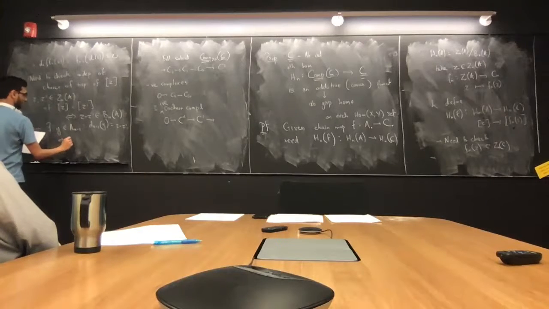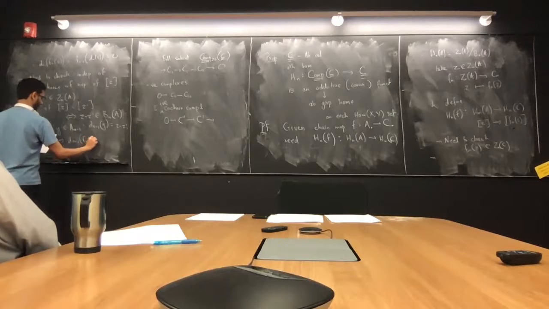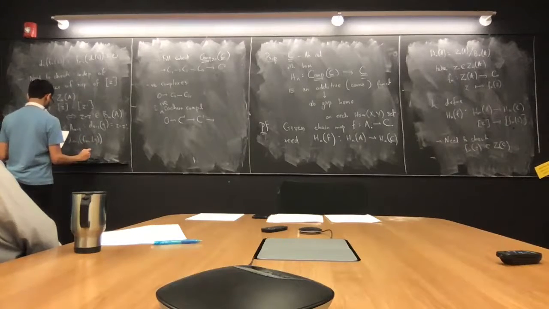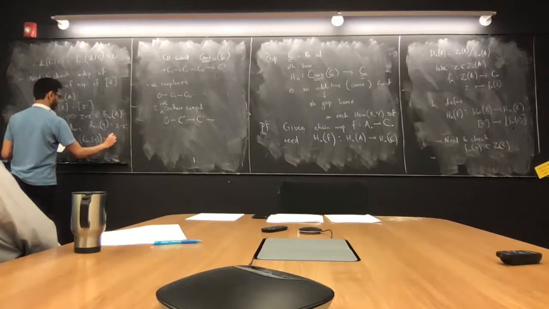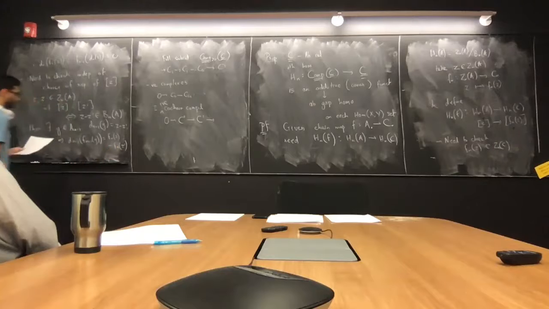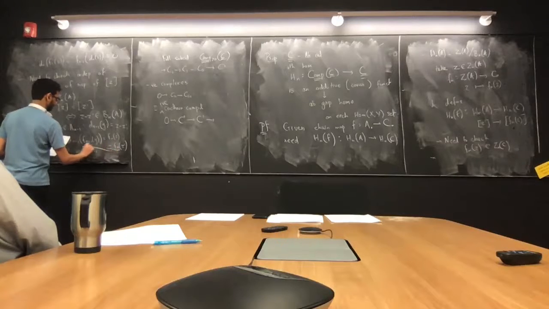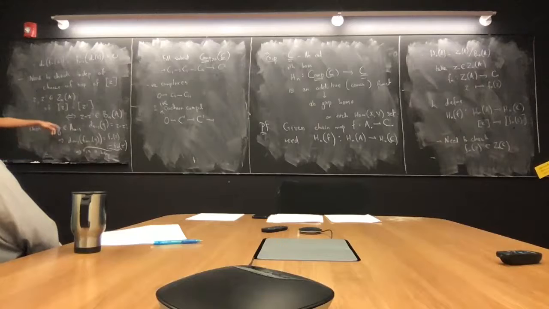which implies that Dn plus 1 of Fn plus 1 of Y is equal to Fn of Z minus Fn of Z prime, because F and D commute, which implies that this thing is a boundary, which means that this map is independent of the choice of representative.